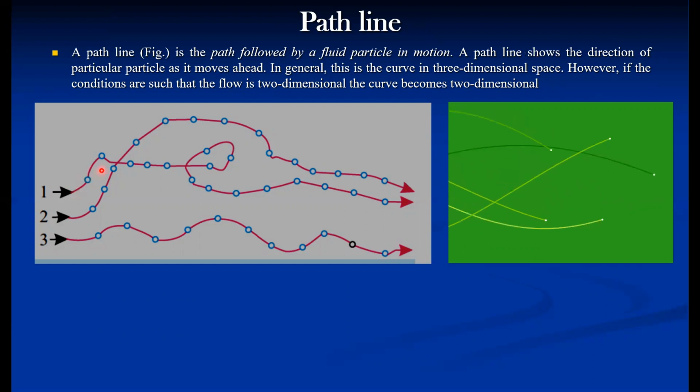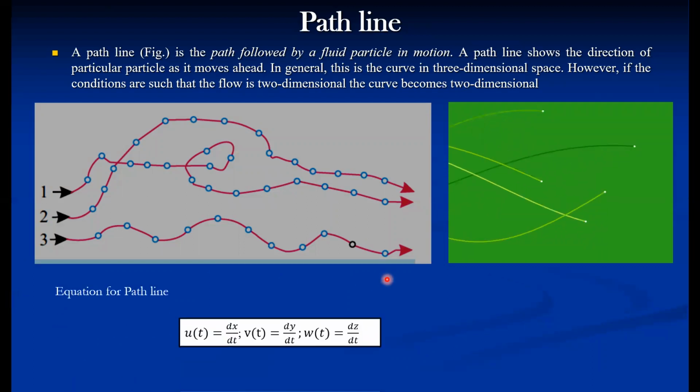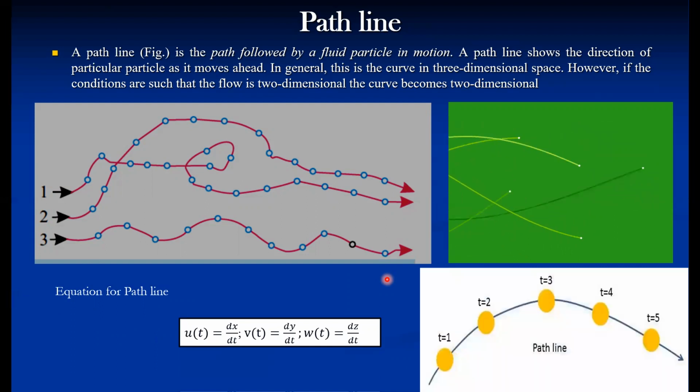Suppose these are the path lines for three particles. This is the path of particle number 1. Similarly, this is the path of particle number 2, particle number 3, and so on. For the equation of path line for a particle, at t equal to 1, the x distance traveled from 1 to 2, this is the y distance traveled, and in three dimensions this is the z distance traveled. Accordingly, these are the components of velocities in the path line for a particular particle. So in a path line, individual particle velocity is monitored and estimated.